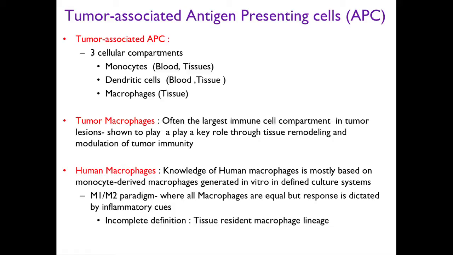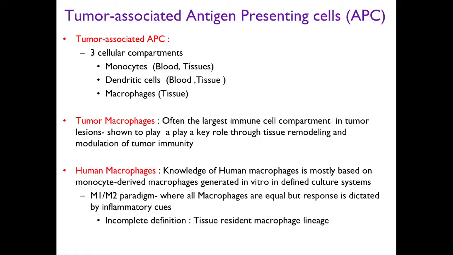And tumor macrophages are often the largest immune cell compartment in tumor lesions. They have been shown to play a key role in tumor immunity through tissue remodeling and modulation of tumor immunity, yet targeting macrophages in cancer has proven to be very difficult. And we believe that this is due to the fact that knowledge of human macrophages is mostly based on monocyte-derived macrophages that have been generated in vitro in defined culture systems, which led to the M1, M2 paradigm, where all macrophages are equal but responses are dictated by external cues.